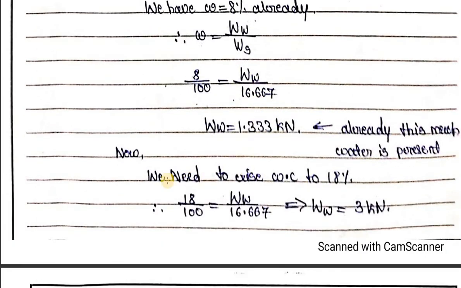So what I have to do, I need to raise the water content to 18%. So instead of 8 I am going to substitute 18 and find out how much amount of water is required. To raise the water content to 18%, 3 kilonewton water is required.